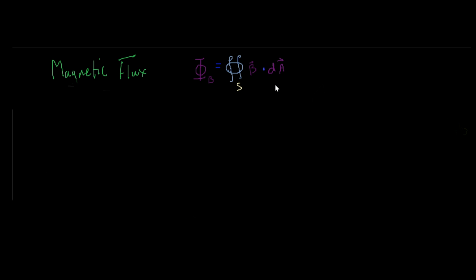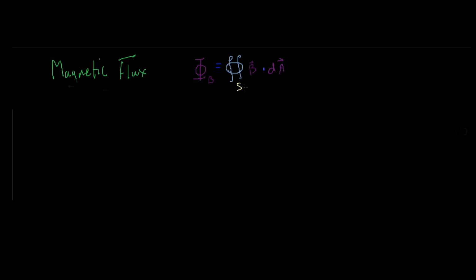Welcome to this video about magnetic flux. So magnetic flux is basically how much of a magnetic field goes through a surface. It is represented with this surface integral of the magnetic field and this differential of area.